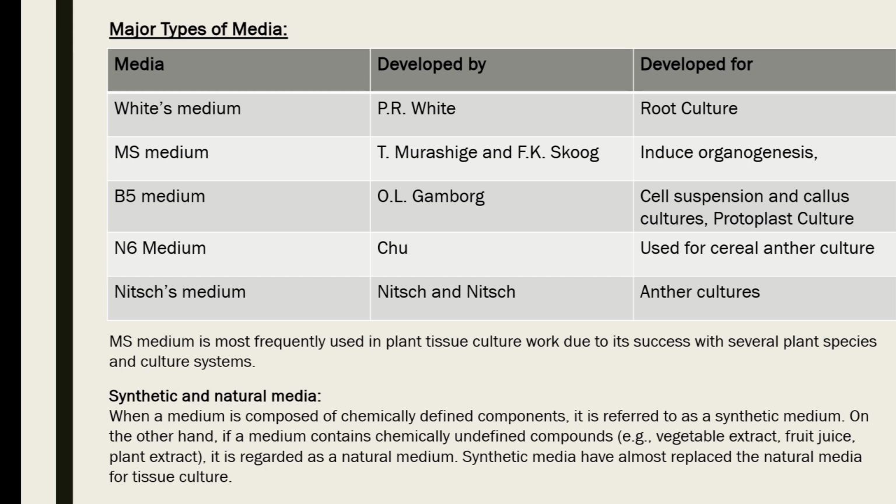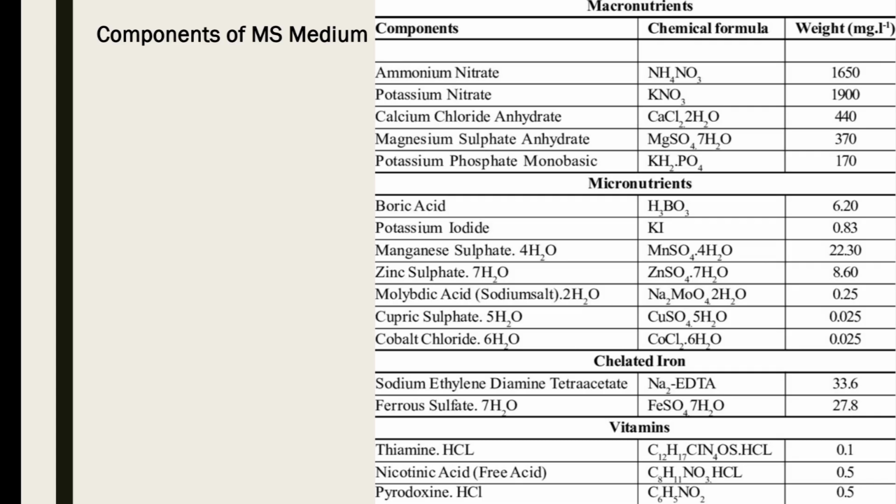Synthetic and natural media. When a medium is composed of chemically defined components, it is referred to as a synthetic medium. On the other hand, if a medium contains chemically undefined compounds, for example vegetable extract, fruit juice, plant extract, it is regarded as a natural medium. Synthetic media have almost replaced the natural media for tissue culture.